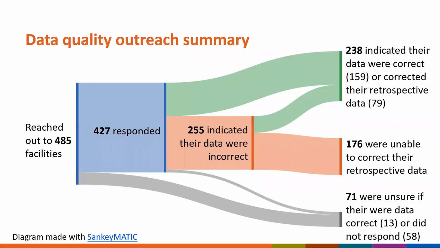Of the 255 who indicated that their data were incorrect, 79 were able to correct their retrospective data during the outreach period. 176 were unable to correct their retrospective data. And just to note that all of these facilities were able to correct their mappings going forward, so this shouldn't be an issue for 2023 data. Next slide.